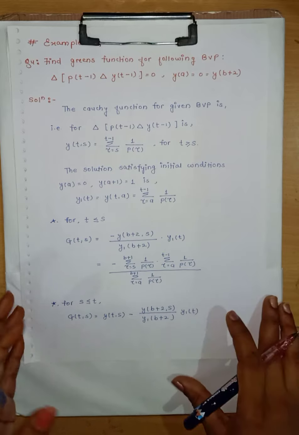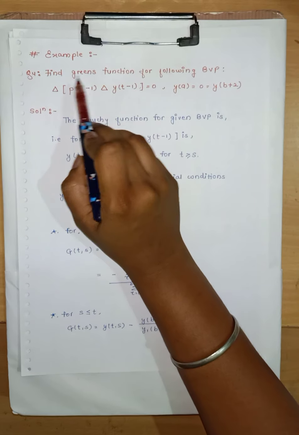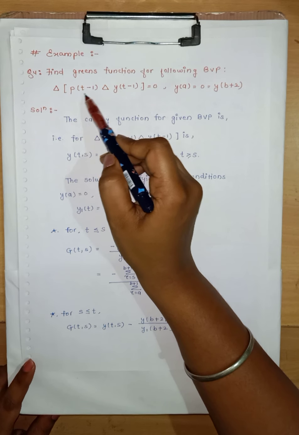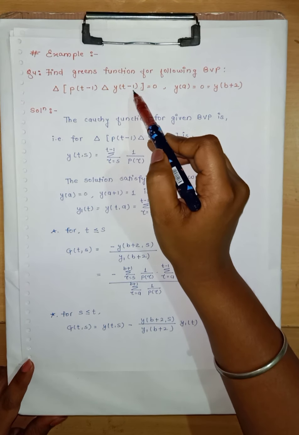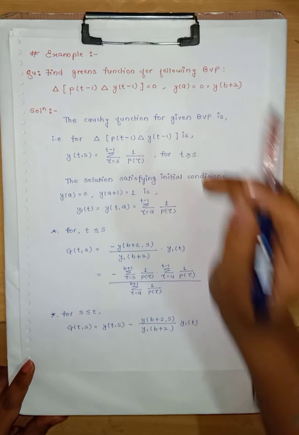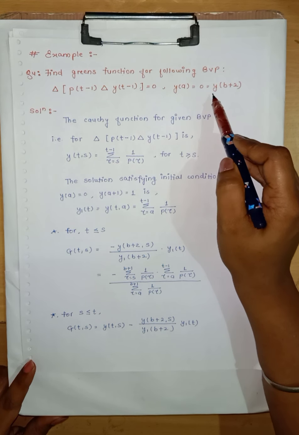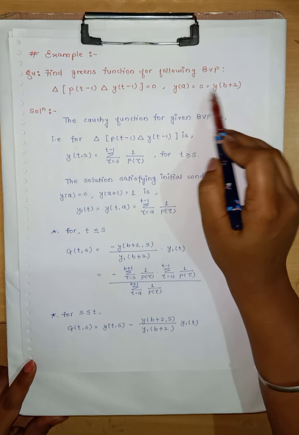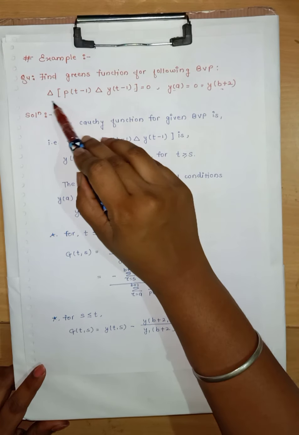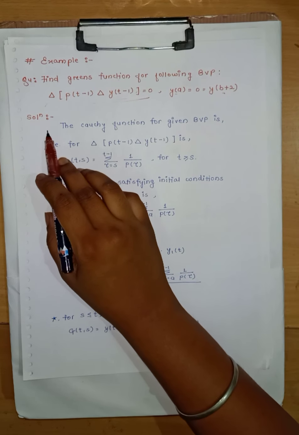The question is, find Green's function for the following boundary value problem. Find Green's function for the following BVP, that is Δ(p(t) Δy(t−1)) = 0, where they have given the boundary conditions y(a) = 0 = y(b+2). So both the conditions are equal to 0, and we have to find the Green's function for this boundary value problem. So let's start with the solution.